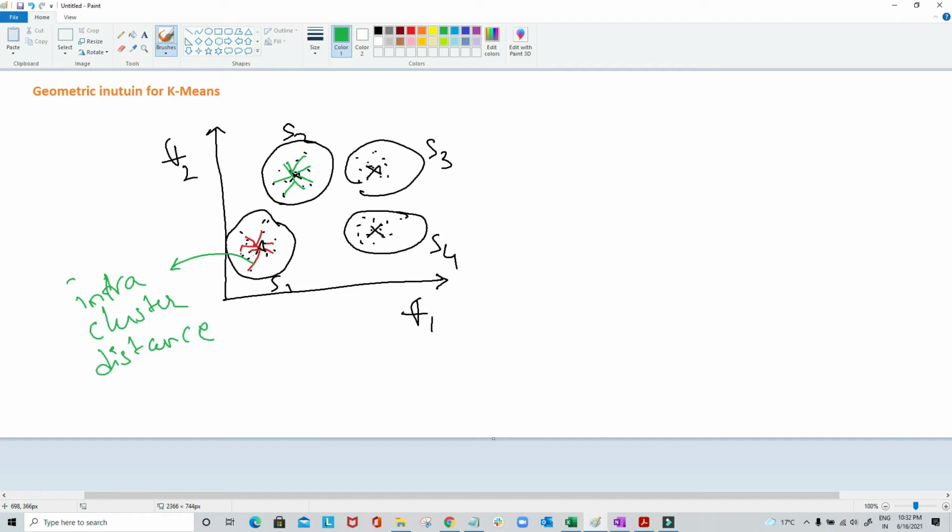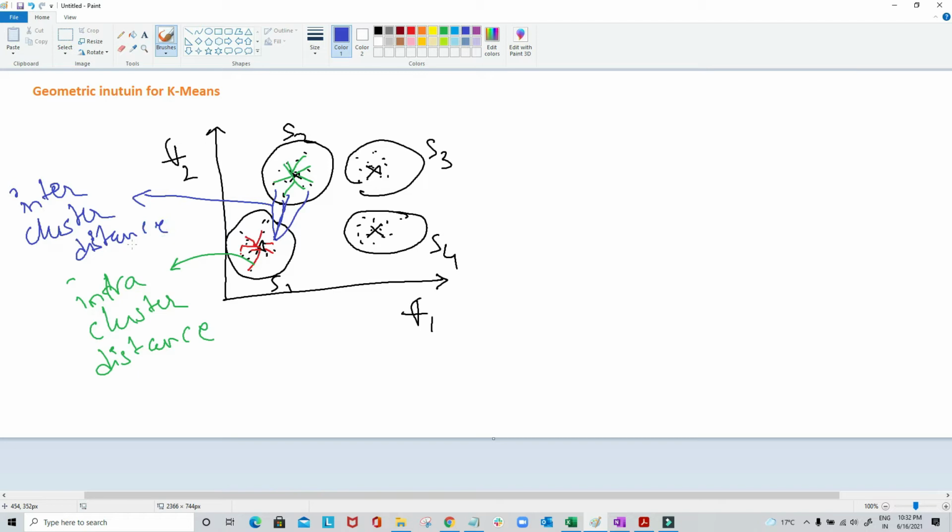Apart from minimizing the intra-cluster distance, the K-means algorithm also makes sure that the points of a cluster are very far from the points of another cluster. This distance should be the farthest, and it is called the inter-cluster distance.